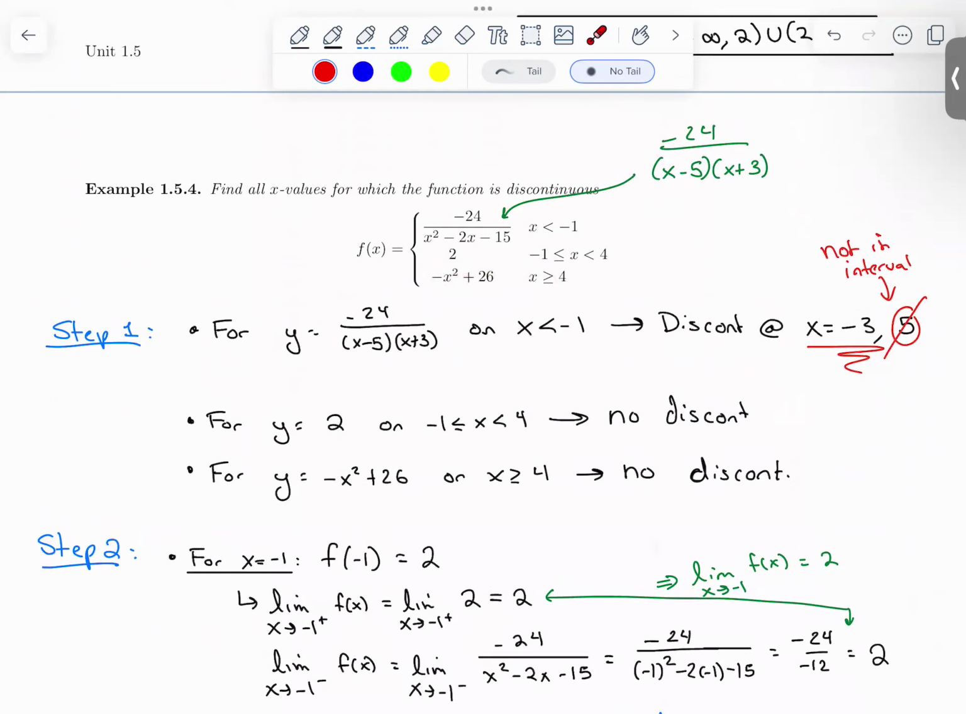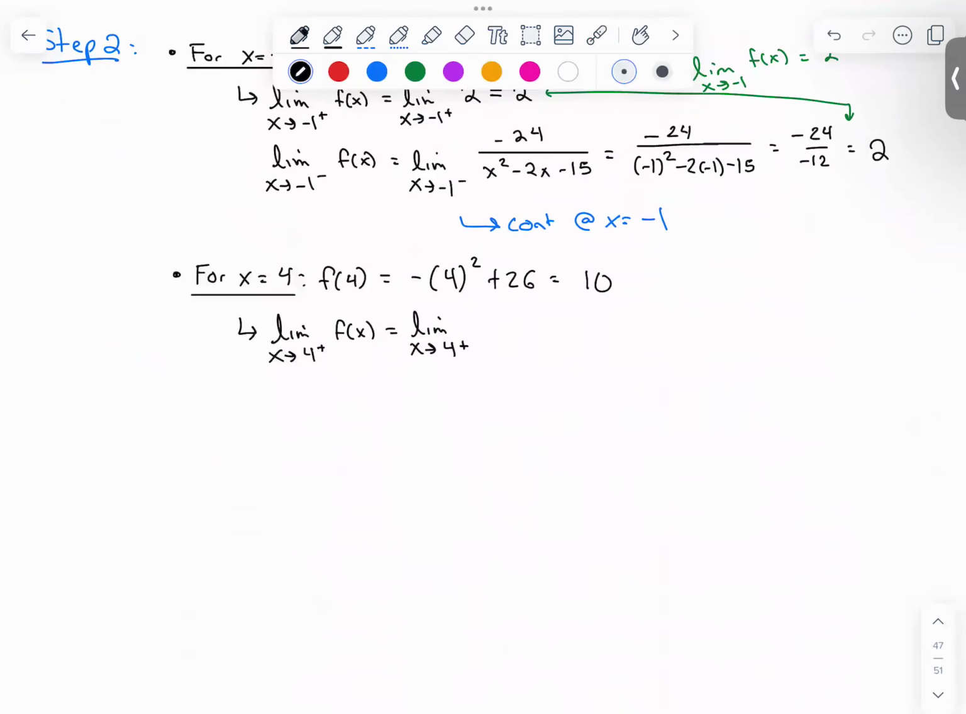If we're approaching 4 from the left, we're talking about numbers like 3.9, 3.99, 3.999, and we're getting closer and closer to 4. But every single time we test a value, we're going to be less than 4. So we're going to be using the secondary one. So that would be of -x squared plus 26. And for the same reason, you'll get 10. And so, it's looking good. But the limit as x approaches 4 from the left of f of x, that's the middle function. That's the limit as x approaches 4 from the left of 2, which is equal to 2.